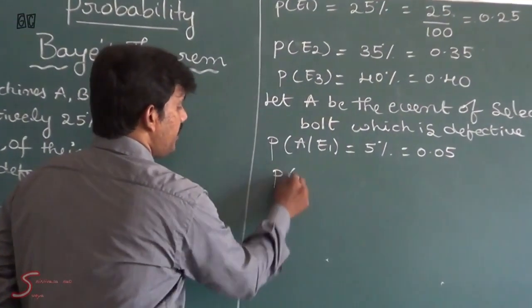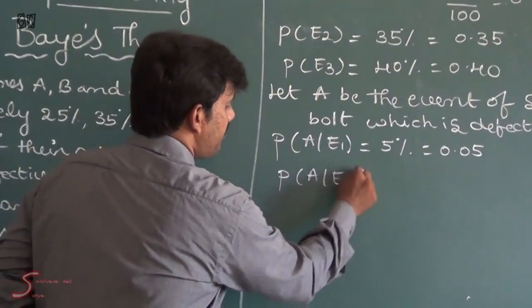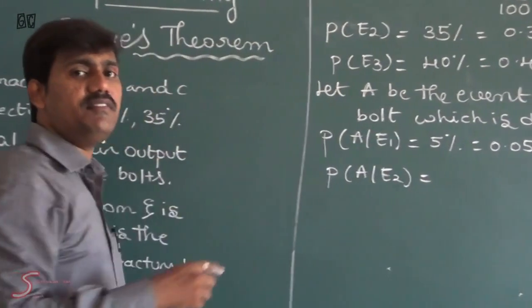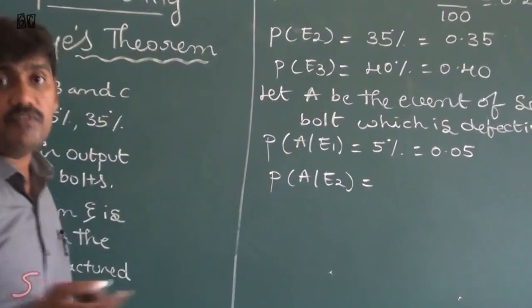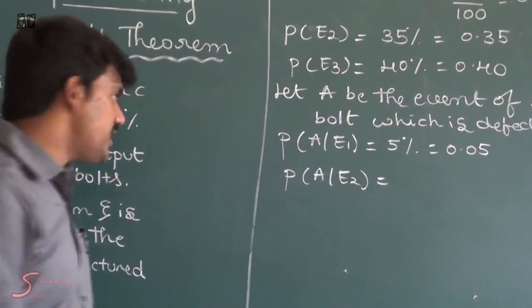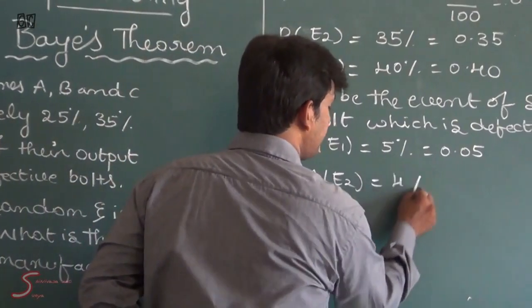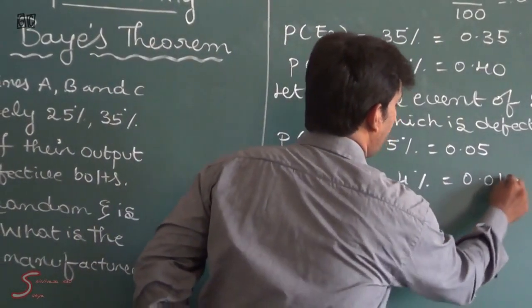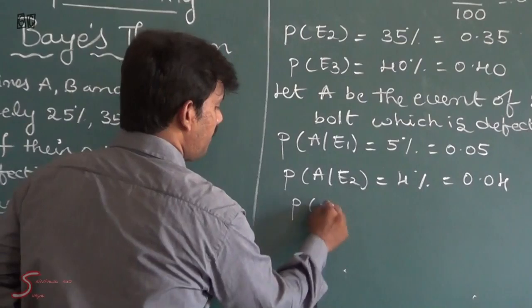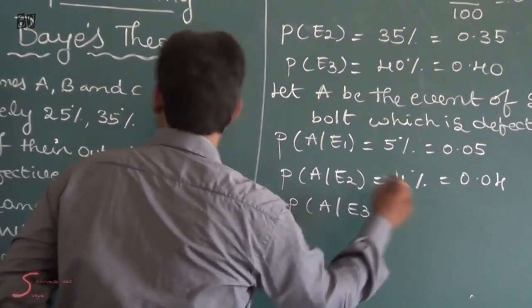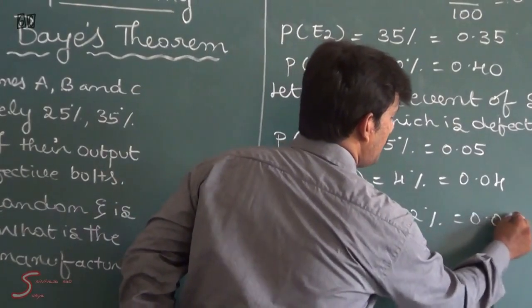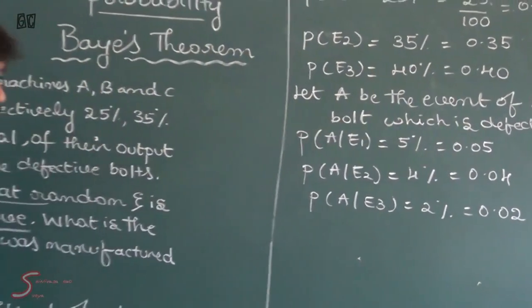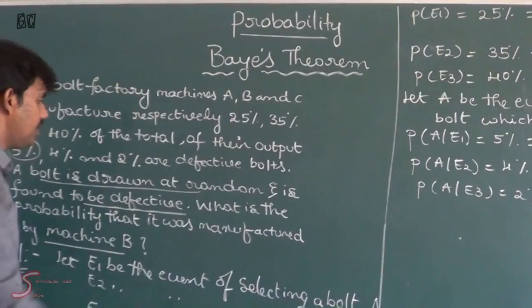In the same way, P of A given E2. What is P of A given E2? It is the probability of drawing a defective board which came from machine C. From the given data we have 4%. The value should be 0.04. Similarly, we have P of A given E3, that is 2%. It means 0.02. Okay. So now, if you observe, these are the exact values we have defined.